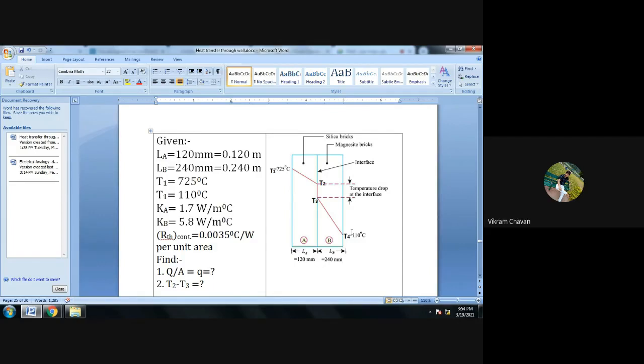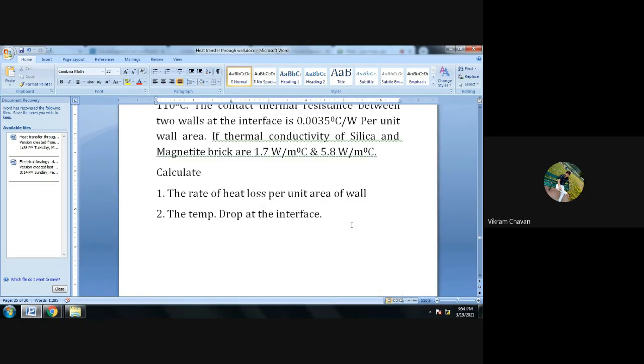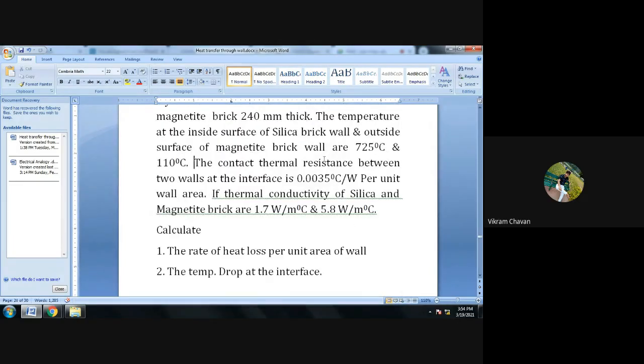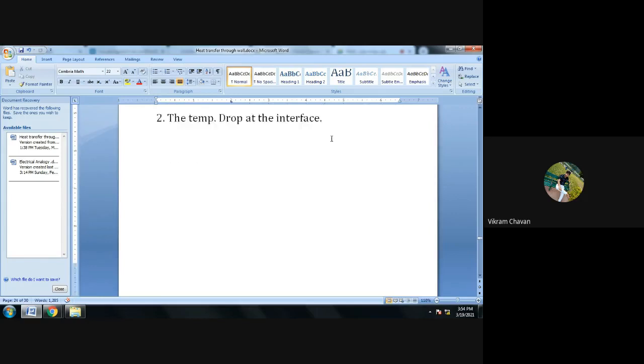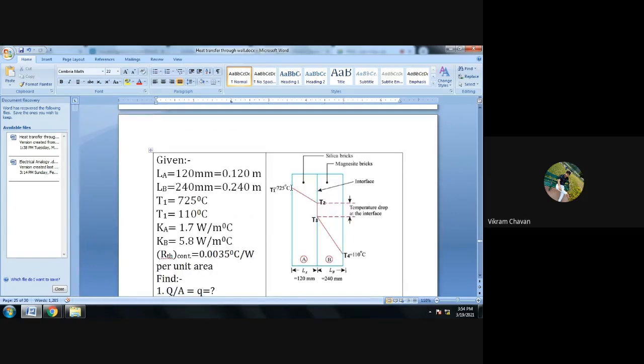Now the exit temperature of wall B is provided. In the problem it is provided that the temperature at the inside surface of silica brick wall and outside surface of magnetite brick wall. Inside surface means what? This is the inside surface for the silica wall, and this is the outside surface of magnetite brick, and it is provided as 110 degrees Celsius. So T4 is provided.